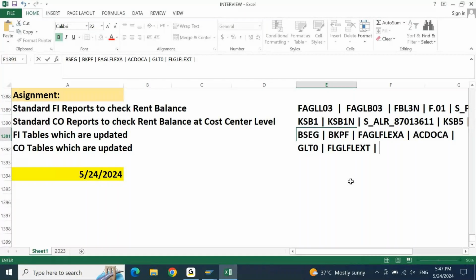No. SKA1, SKB1 are master data again. From the transaction, there are two more tables which you should never forget. The way you remember BSEG, BKPF, there are two more tables. These tables are common for GL, customer and vendor. BSIS, correct. BSIS, BSAS.